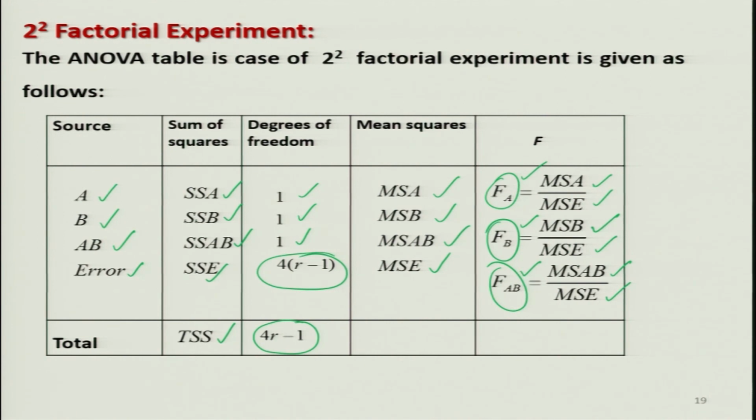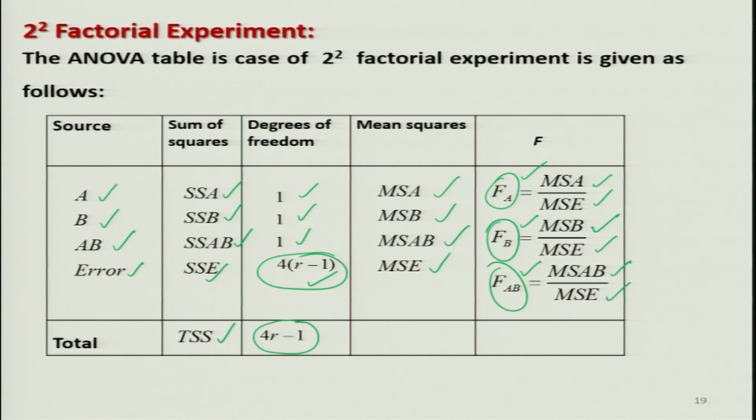And after that, you can simply compute these F statistics, which are going to follow a central F distribution under H naught with degrees of freedom 1 and the degrees of freedom of SSE, 4 into R minus 1. You can obtain the tabulated values from the tables of the F distribution and compare them. This way you can conduct the test of hypothesis for A, B as well as AB separately.